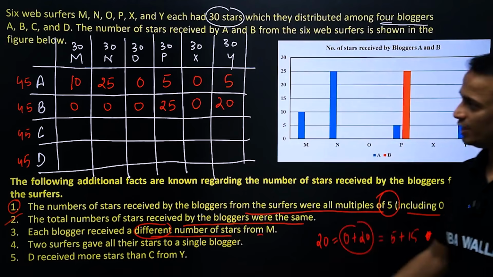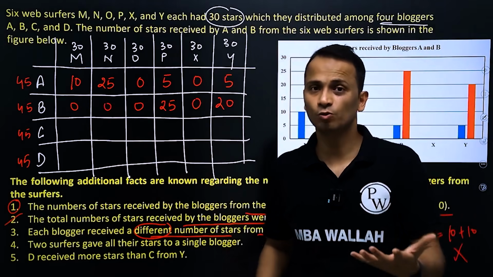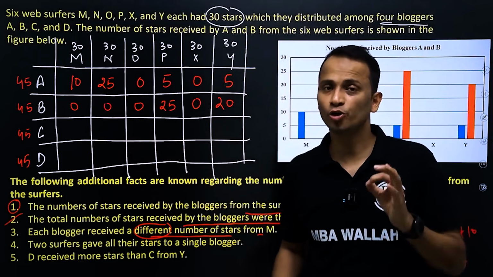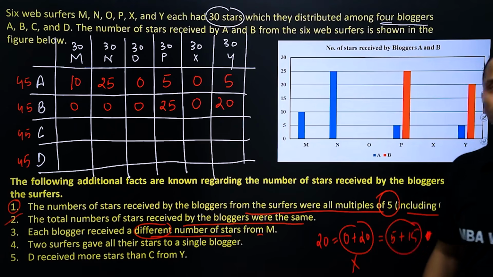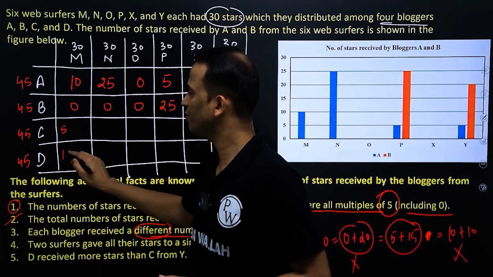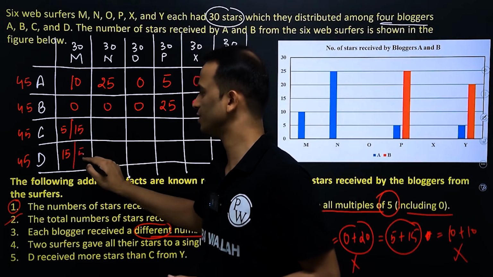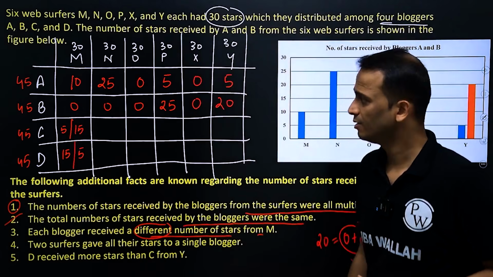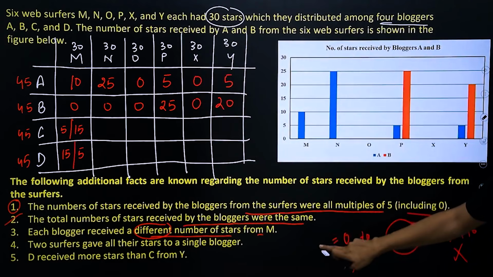0 plus 20, if one of them will get 0, B has already got 0. So again, it will not be considered. So I'll be considering only this possibility, 5, 15. So C will receive 5, D will receive 15, or vice versa. I'll write both the possibilities. Okay, done. So this information is already used. I'll erase it.